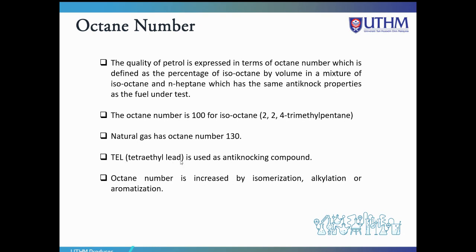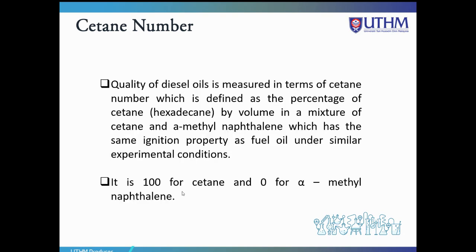TEL, or tetraethyl lead, is used as an anti-knocking compound. Octane number is increased by isomerization, alkylation, or aromatization. Cetane number. The quality of diesel oil is measured in terms of cetane number, which is defined as the percentage of cetane, hexadecane, by volume in a mixture of cetane and alpha-methyl naphthalene, which has the same ignition properties as the fuel oil under similar experimental conditions.